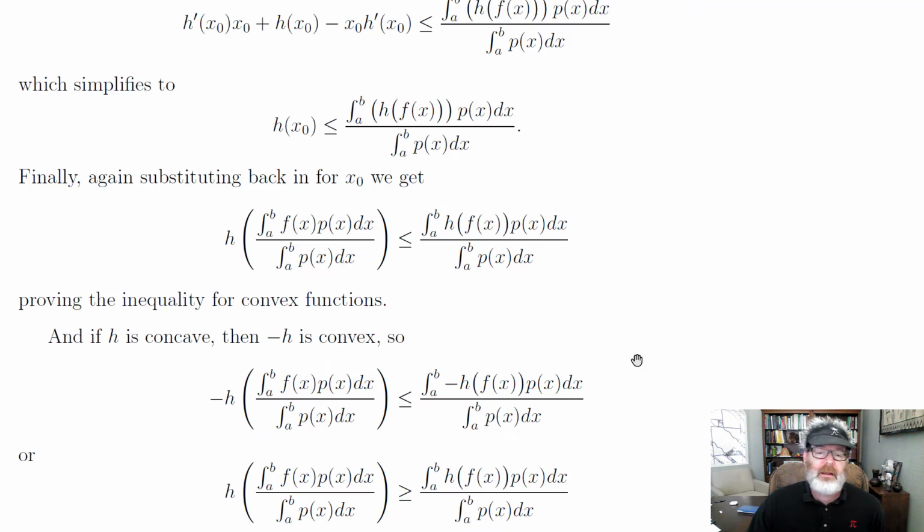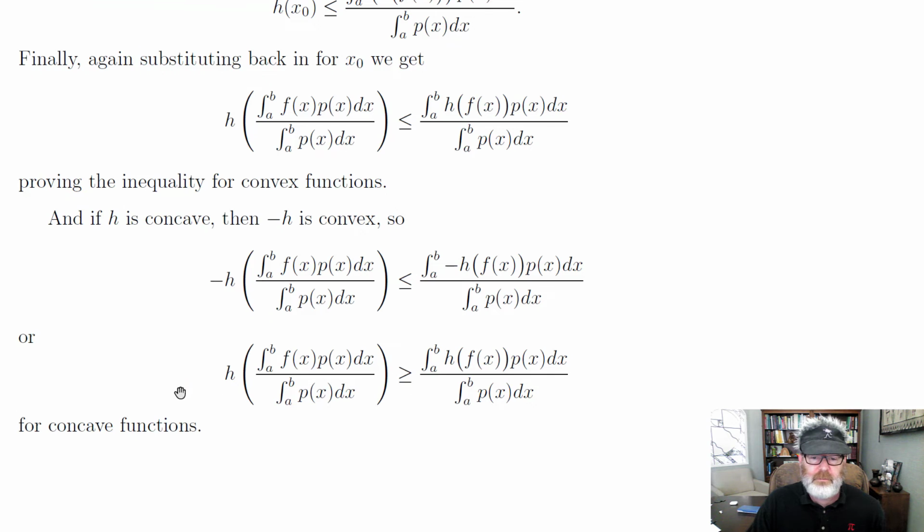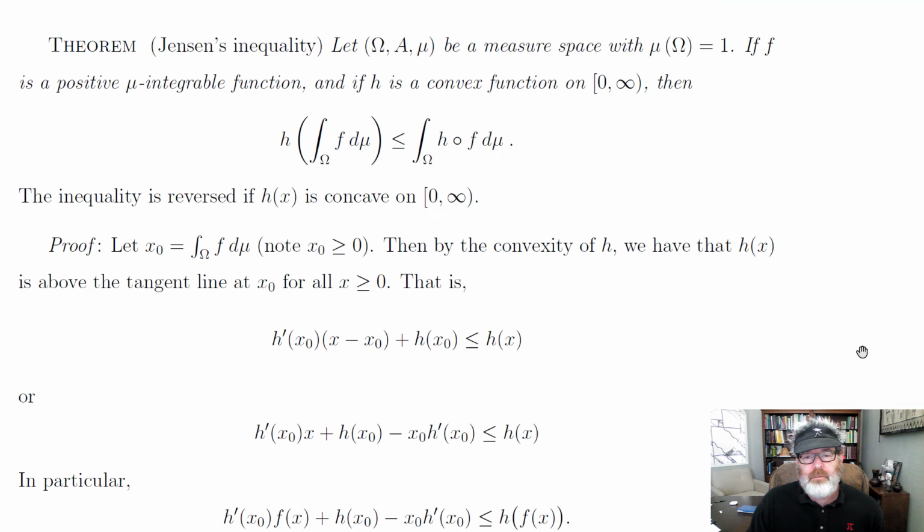If h is concave, that means negative h is convex. So if h is concave, then the theorem would be true for negative h, and then multiplying both sides by -1 gives the result for concave down functions, concave functions. The inequality gets reversed. If we look up Jensen's inequality, often there's a finite sum version, which actually follows from what I'm about to show, but I'm not going to mention it.